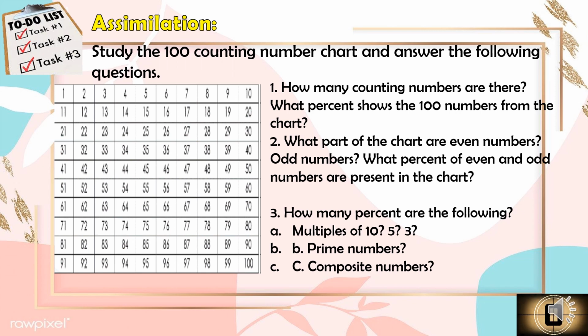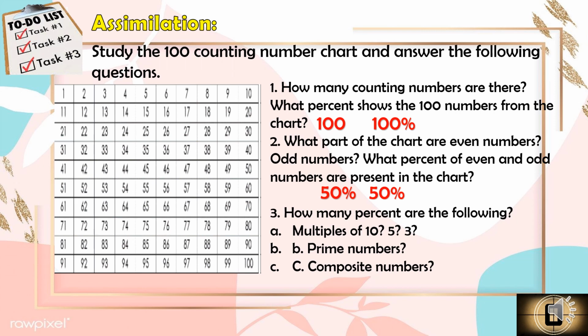Okay, so let us answer number 1. How many counting numbers are there? We have 100. And then what percent? 100%. For number 2, even numbers, we have 50%. And then odd numbers is also 50%. So we have 100% even and odd numbers present in the chart.